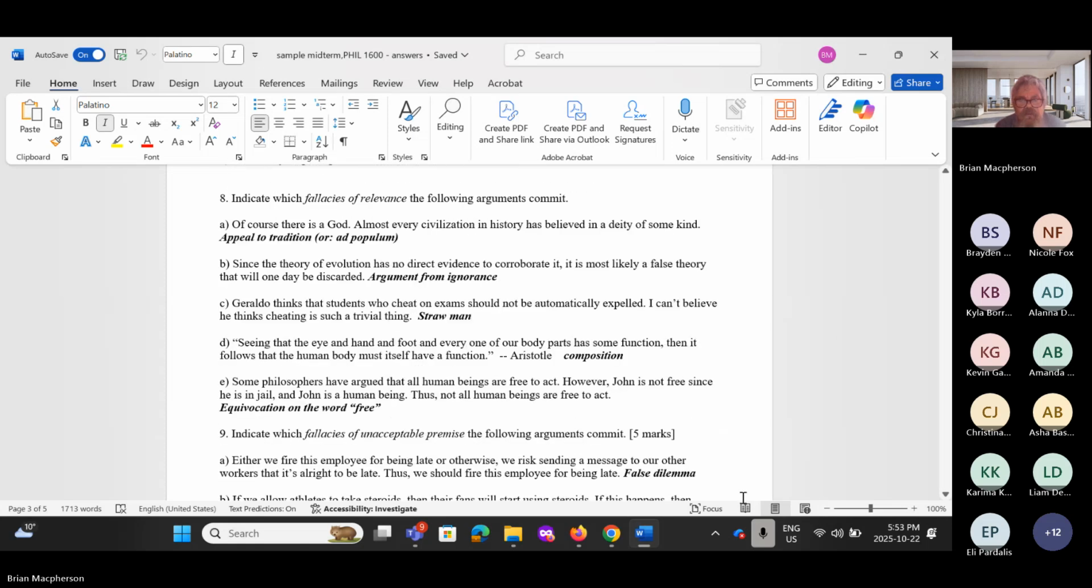Okay, let's go to the next one. Number D: Seeing that the eye and hand and foot and every one of our body parts has some function, it follows that the human body must have a function. Well, that one's pretty straightforward, right? This is a famous quote from Aristotle, like 2,300 years ago. He says, well, look, the eye has a purpose, and the foot and the hand each have a purpose, so it must follow that the whole body has a purpose. That's the fallacy of composition: that what is true of the parts must be true of the whole, right?